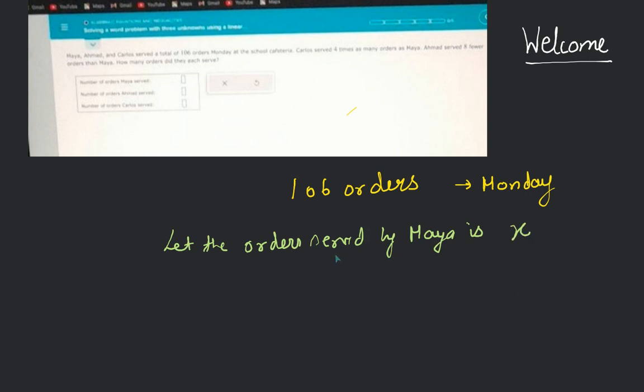Now, according to the condition, in such questions we need to understand the statement and build the equation on that basis. The first statement is that Carlos served 4 times as many orders as Maya. So if Maya served X, Carlos is serving 4 times Maya's orders. That will be 4 times X, 4X. Did you get it? Yes.